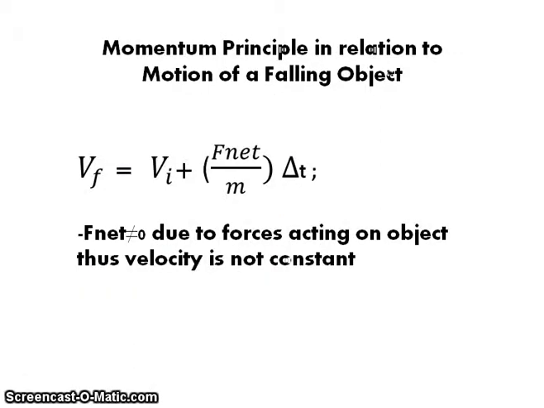In our lab, we used the momentum principle in relation to the motion of the tennis ball. We use Newton's second law, where final velocity is equal to initial velocity plus F net over mass times delta t, to predict and update our position and velocity in a computational model with VIdle. In this case, F net is not equal to zero, because of the forces acting on the object, and thus the velocity is not constant.